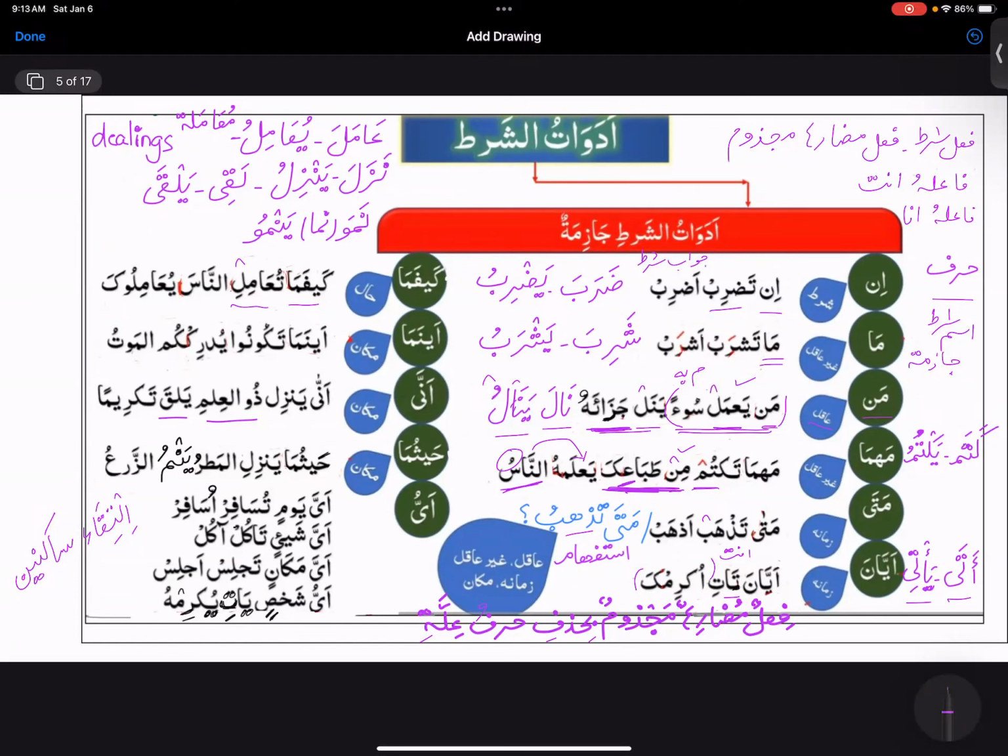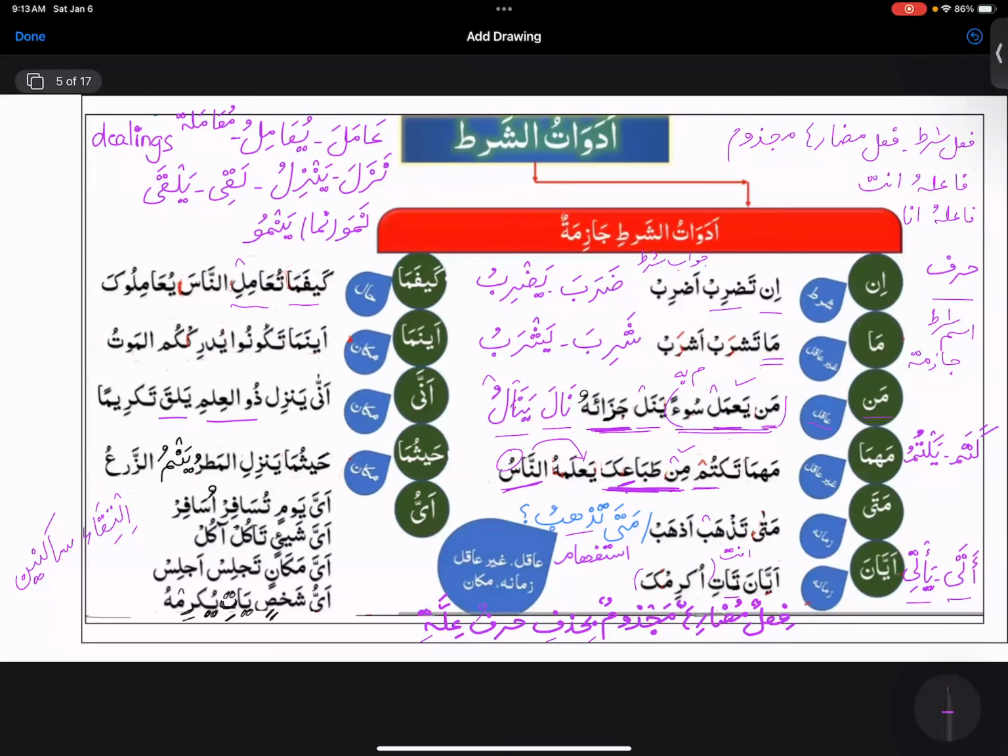Kayfa mā tu'āmilū an-nās yu'āmilūka. What does that mean? 'Āmala yu'āmilu, mu'āmalatan. What is the verb? Jāhada, yujāhidu, then mujāhadatan. Right, mu'āmala, we know mu'āmala, dealing. And mu'āmala also means dealings. Kayfa mā tu'āmilū an-nās. What would be the translation then? That how you deal with the people, they will deal with you the same way.